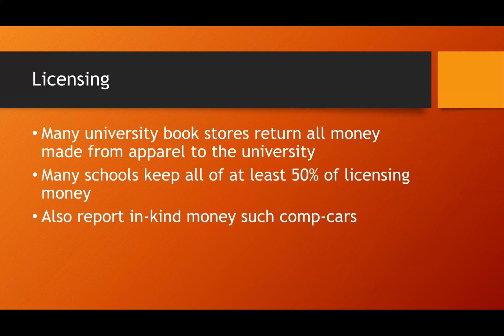Licensing. Obviously, logos like Georgia or Tennessee are all licensed. The university bookstores return all the money made from apparel to the university. A lot of schools will keep up to 50% of the licensing money, and it won't go to athletics. They also have to report money like comp cars and things for coaches, which are very common.